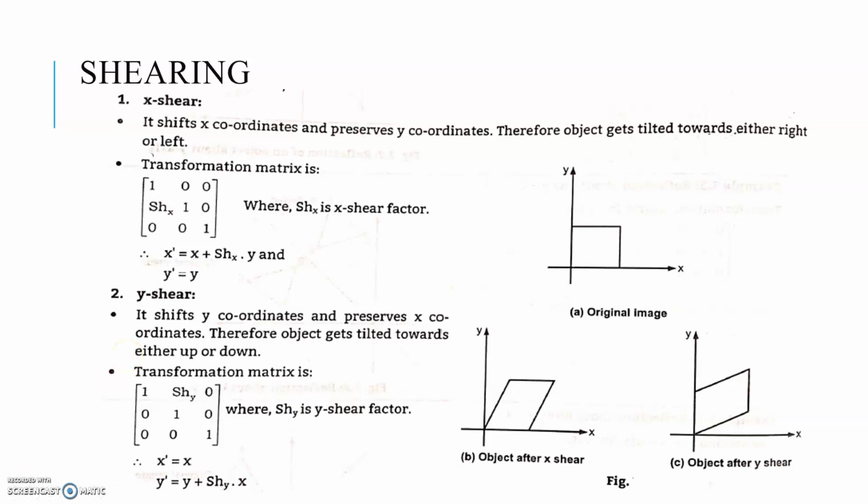So in today's lecture, we have studied 2D transformation. We have studied the basic 2D transformations, which are translation, scaling and rotation, and apart from these, the other two additional transformations are reflection and shearing. We have seen these transformations for 2D objects. The next video will study matrix representation and homogeneous coordinates.